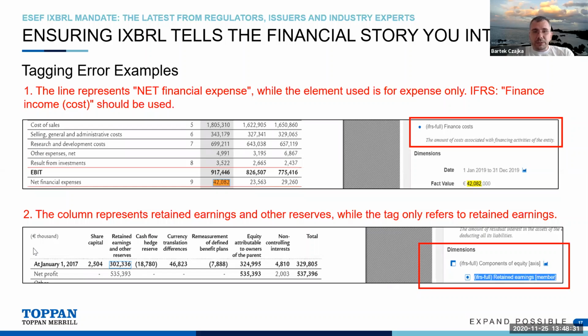The second example here is about the statement of changes in equity, when the column actually says retained earnings and other reserves. So the content of that column is retained earnings plus other reserves. And the filer has chosen an element retained earnings. So much less content of an element than the actual position. And a user will understand that these are the retained earnings of the company, while actually there are other reserves that might be a big number within that is not related to retained earnings, but something else. And again, the user will be confused when analyzing.